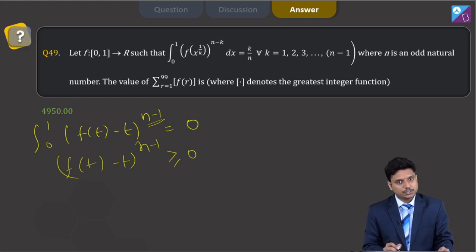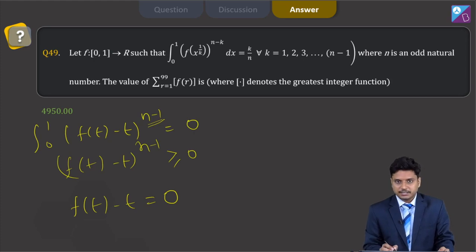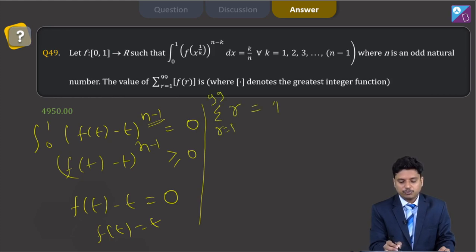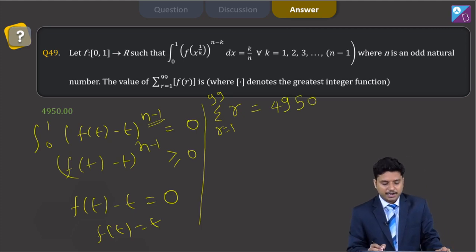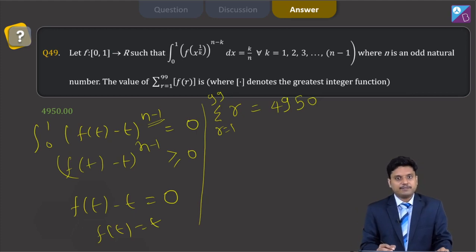Only one situation is possible, when this function Ft minus t is itself 0. In fact, Ft minus t raised to power n minus 1 is 0. That means Ft minus t must be equal to 0. So function Ft is actually t, that means Fr is nothing but r. So what we have to do is actually find out summation over r equal to 1 to 99, and this comes out as 4950, which is equal to r into r plus 1 divided by 2. So answer for this will be 4950.